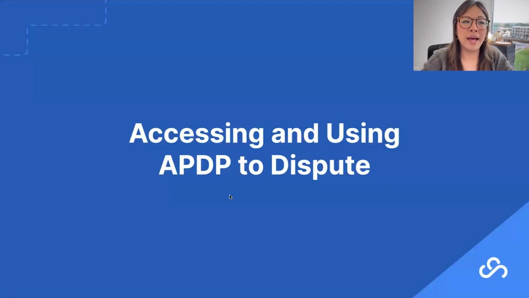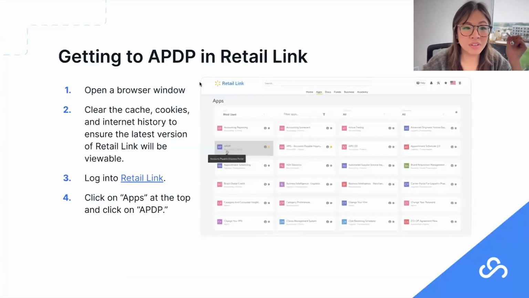Okay, cool. So I wanted to then pivot to talking about how you actually get APDP. If you guys are following along at home or at the office and are curious, essentially all you need to do is log into Retail Link, and in the apps section of Retail Link, you can search, of course, for APDP, and you should be able to find that here.